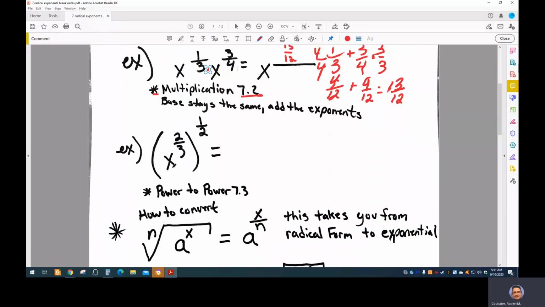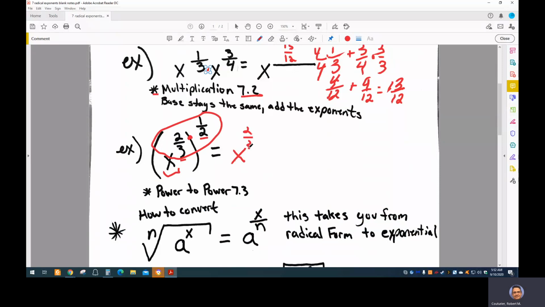Next one. Look, what do we have here? We have an x, or a base, that's being raised to a power in a set of parentheses with a power outside. That should indicate the power to power rule. So remember, the power to power rule stated we are going to keep the base the same, and then we have to multiply these exponents together. That's no big deal. We know how to multiply fractions.